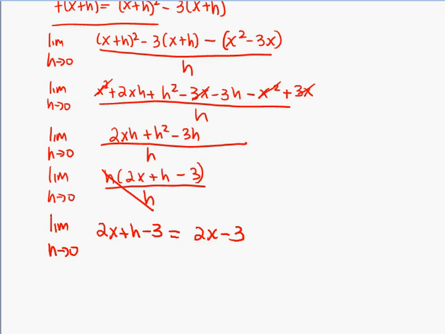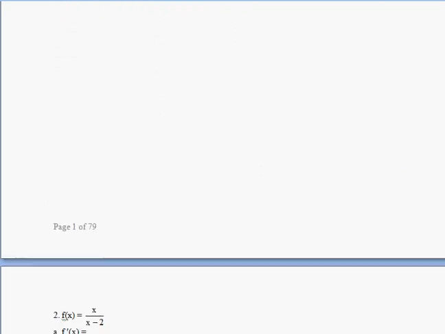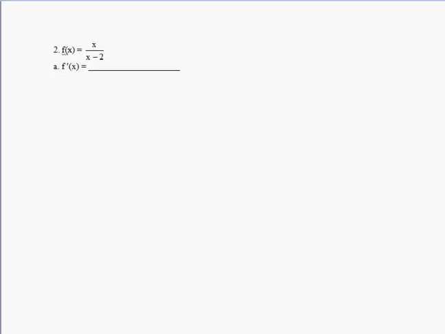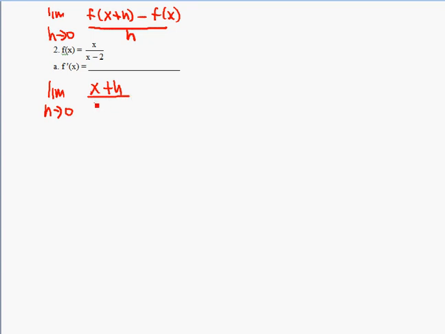So now let's look at a rational example. Again, the definition of the derivative, just so we have this handy, is the limit as h approaches 0 of f of x plus h minus f of x all over h. So here is my function, and here's my definition of derivative. So let's just plug in x plus h. So I get x plus h over x plus h minus 2, minus f of x, which is this function here, all over h.